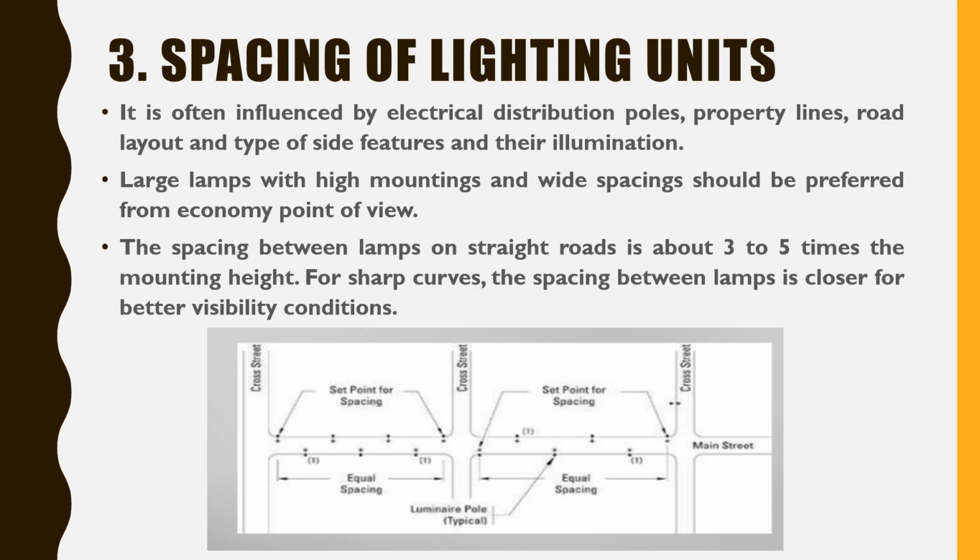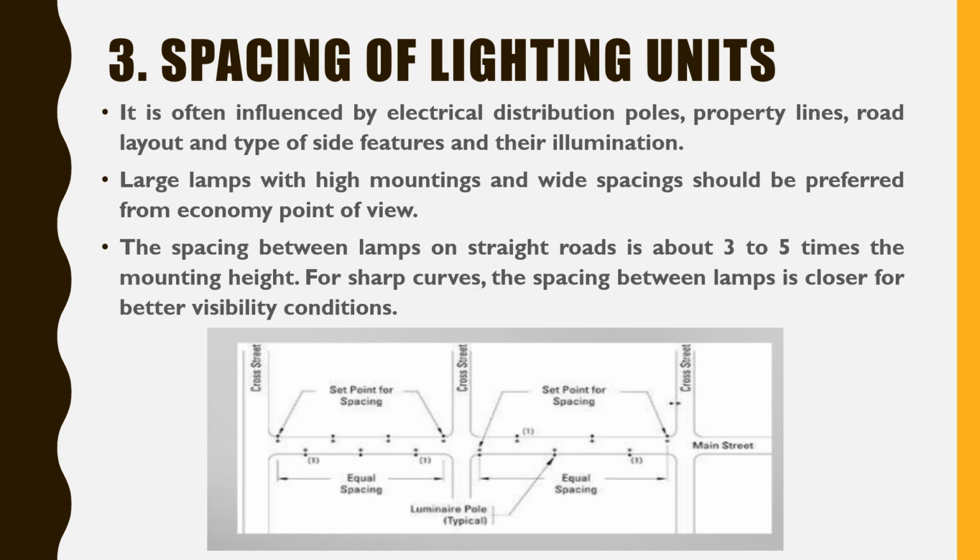For sharp curves, of course, this spacing is closer, for better visibility conditions. You can see in the diagram, this is the main road and these are the perpendicular crossroads. And these points here, you can say, are set points for spacing. This is the equal spacing of the grids. Luminaire poles are arranged in an alternate fashion here; the highway lighting system is not directly opposite. So it is the alternate system of highway lighting.